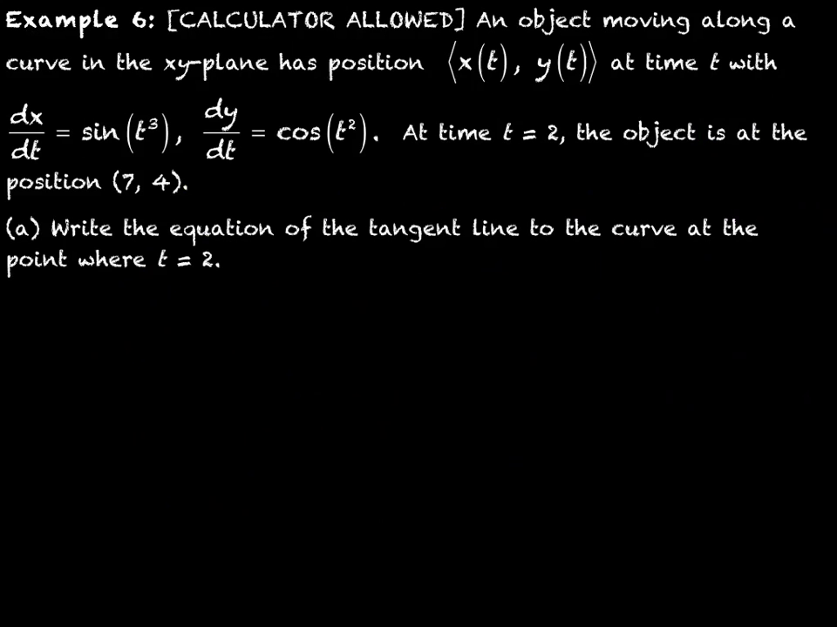Alright, here's a calculator problem, and we are asked to find the equation of the tangent line to the curve at the point where t equals 2. And so, once again, we've seen this 100 times this year. In order to write a tangent line, we need two things. We need the point, and we need the slope. Well, they give us the point. The point is 7, 4. And so now we need to find the slope. And this is where we're going to need our calculator.